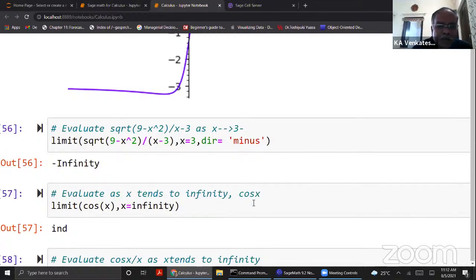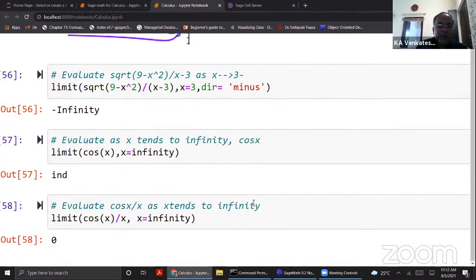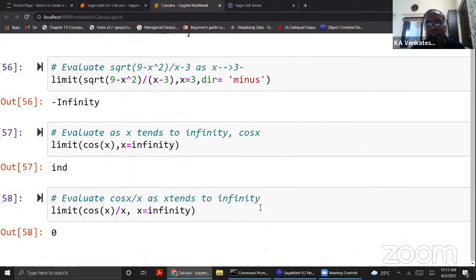So now this is okay. Cos x by x as x tends to infinity. Sin x by x, okay, that we'll talk about later. First, we'll talk about this part. So anything you can relate this to? As x tends to infinity, cos x by x. Any idea? Any discussion?